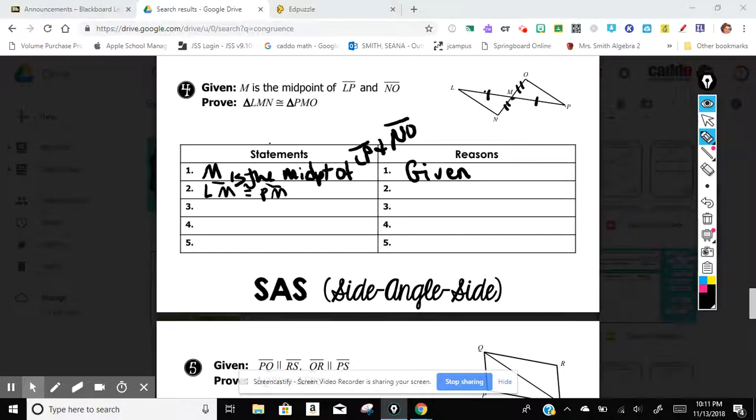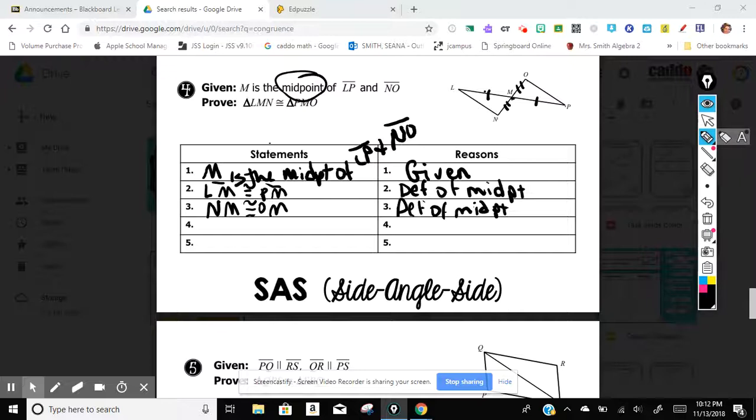And that is by definition. Look for your vocab word right here, definition of midpoint. Now we can say that for another one because we have N to M and O to M. N to M is congruent to O to M. That is also definition of midpoint. So you can sometimes use the same thing twice. Sometimes they'll write the two of these on the same line, so they'll just put a comma and put that one up there with it. And sometimes they'll write it on different lines.